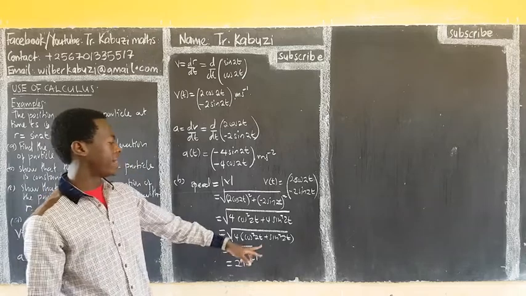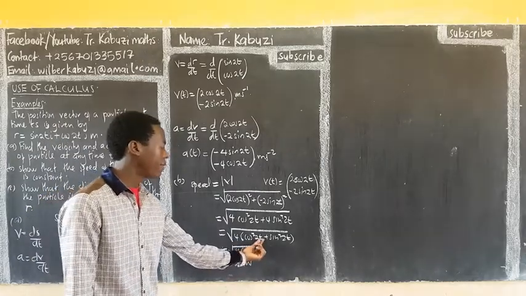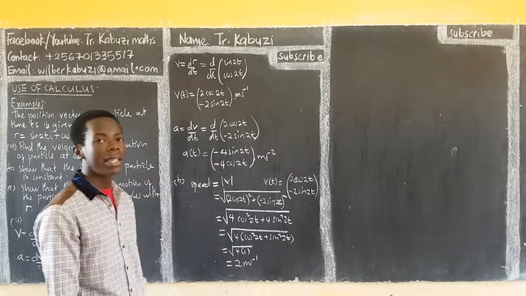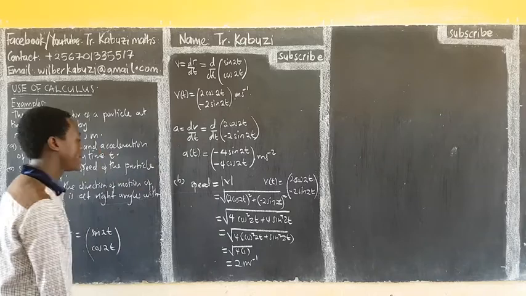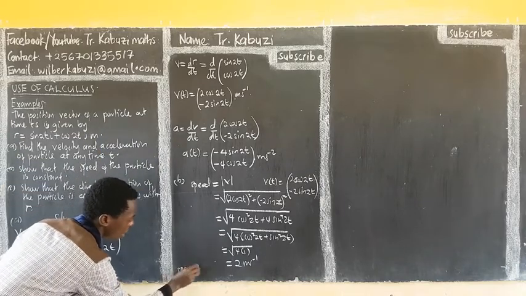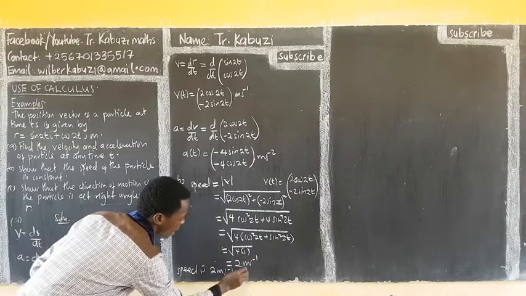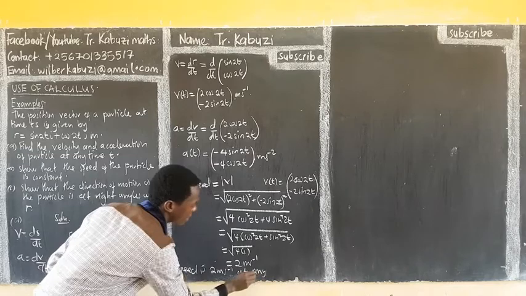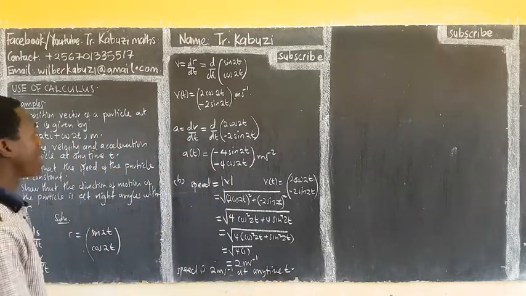So whatever time we have, for any time t, the speed is going to be that. So the speed is 2 meters per second at any time t, as simple as that.